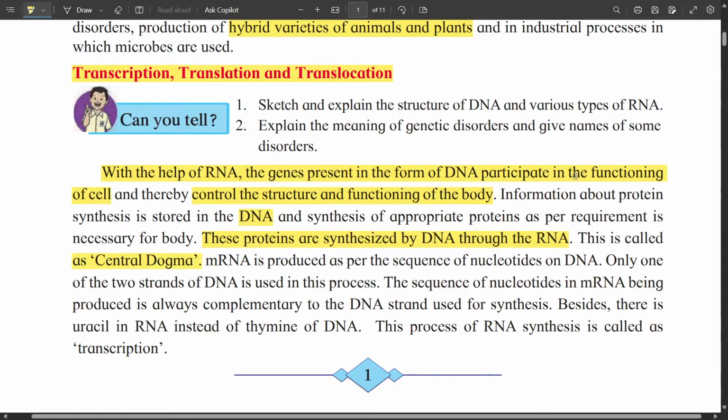So the central dogma is the preparation of proteins required for the life of that cell and organism, which are synthesized by DNA. That means information is stored in DNA and used through RNA, and three kinds of RNA are used in this. First is mRNA. The first character in this entire process is mRNA. mRNA is produced as per the sequence of nucleotides on DNA.